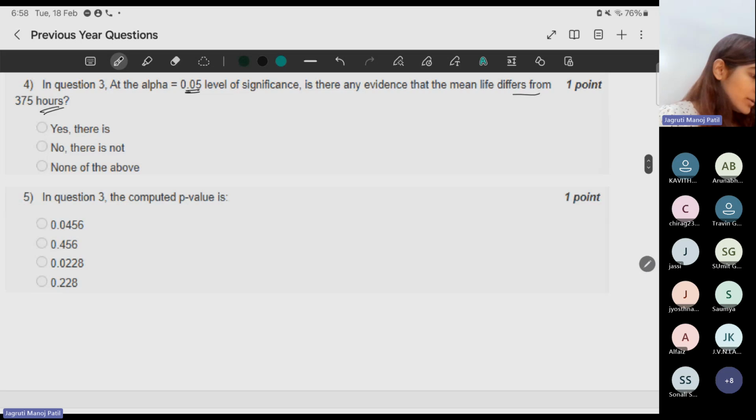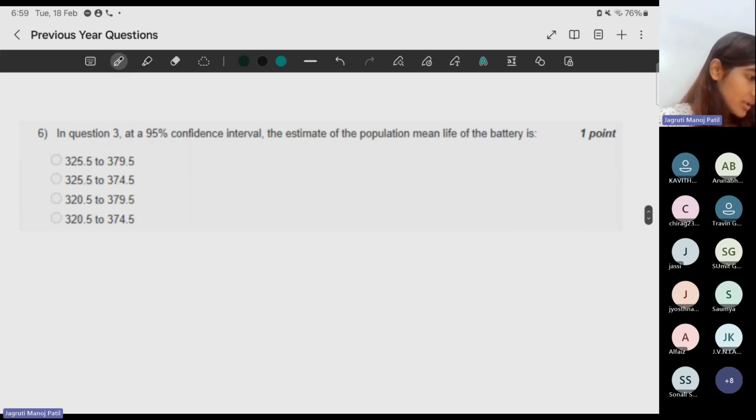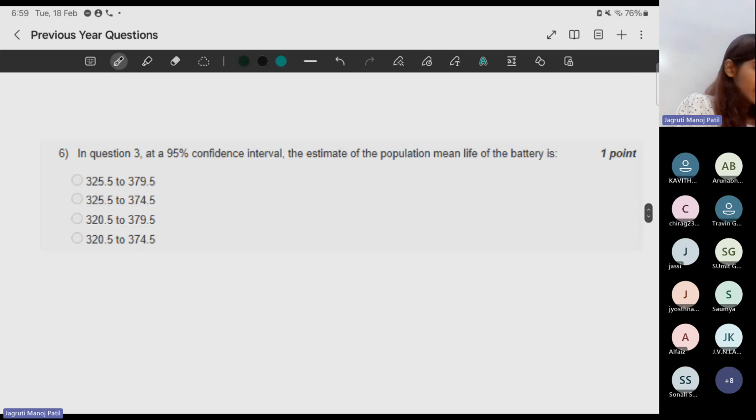Next, in Q3, the computed p-value is, okay, you'll compute the probability from the Z table and you'll know what the computed value would be. Then in Q3, the 95% confidence interval. If you estimate this value, what will you do for this particular question? Can someone say the lower and upper limits over here? We just did it a couple of times and I also mentioned it over there.